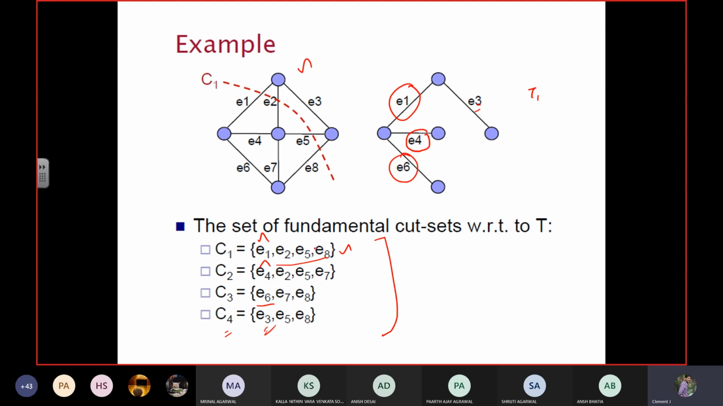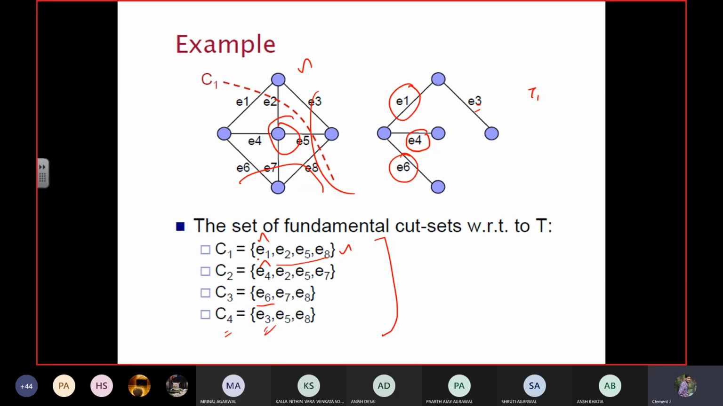See, you can just check E1, E2, E5, E8. So that is your cut set 1. Next, E4, E2, E5. So this is an encircled cut. Next, E6, E7, E8. The last one is E3, E5, E8. So you can agree on the point: if you apply this cut, certainly the graph just disconnects into two connected components.